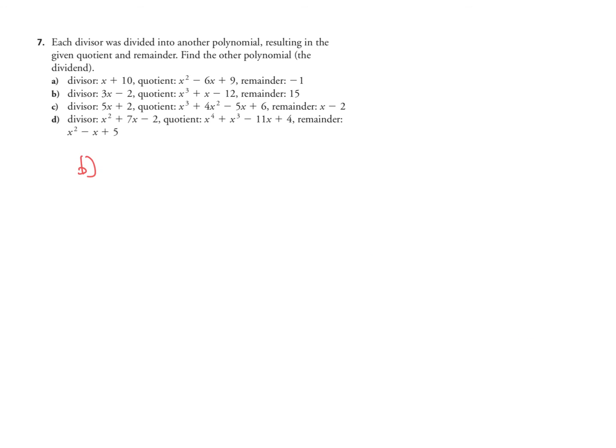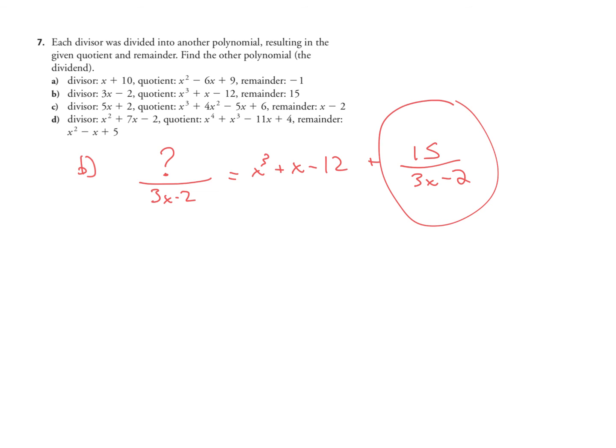B. So we're saying something divided by 3x minus 2 has to equal x cubed plus x minus 12 plus 15 over 3x minus 2. Multiply both sides by 3x minus 2. You see this right here is just going to turn out to be 15. So the question mark equals something plus 15 at the end.